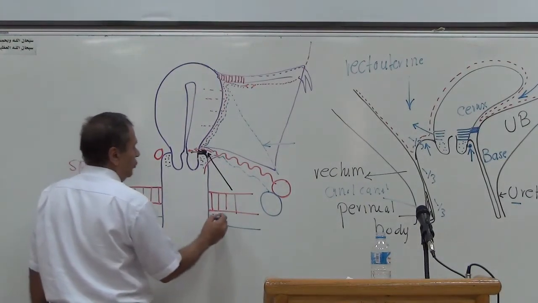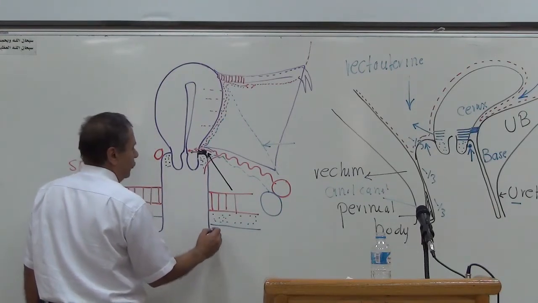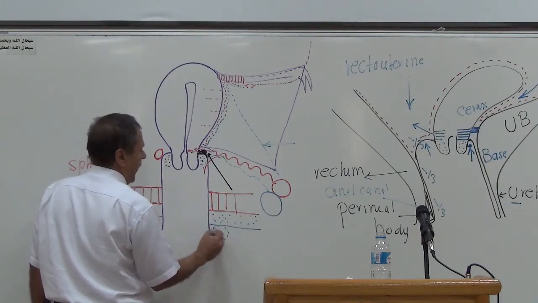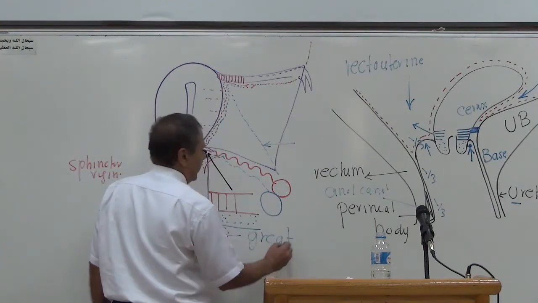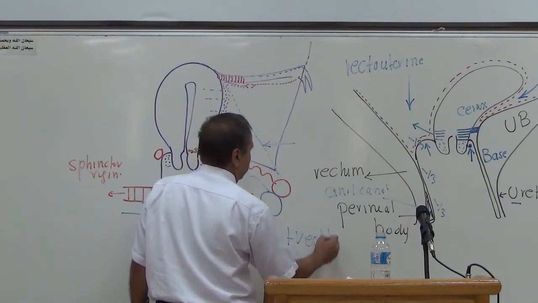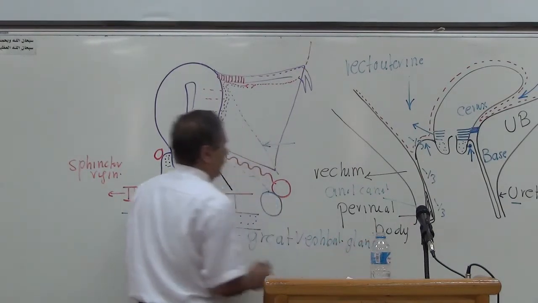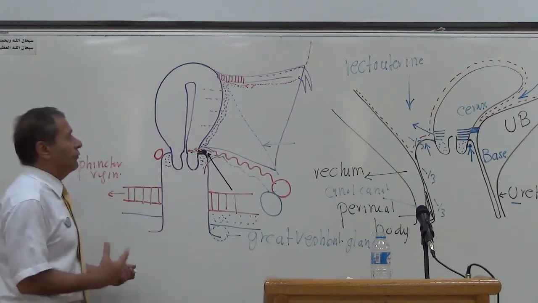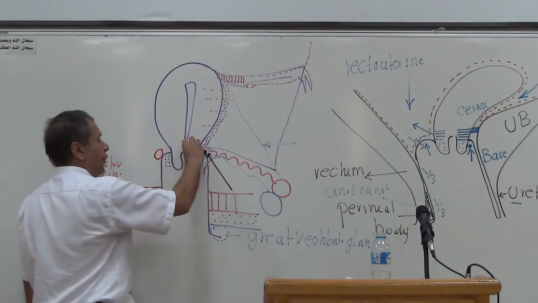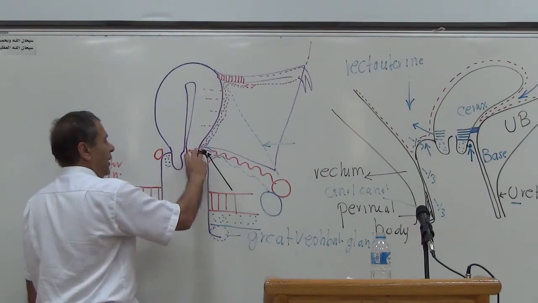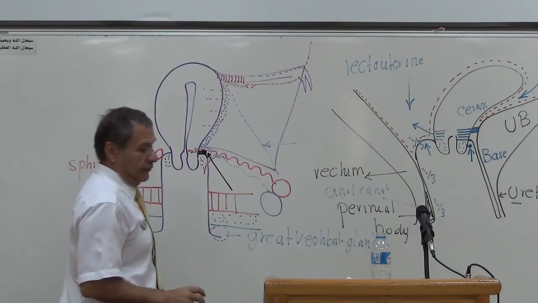So this is the urogenital diaphragm, and also the greater vestibular gland, or the Bartholin gland. So this is the lateral relation of the uterus, the cervix with two ends, the supravaginal and vaginal part, and this is the lateral relation of the vagina.